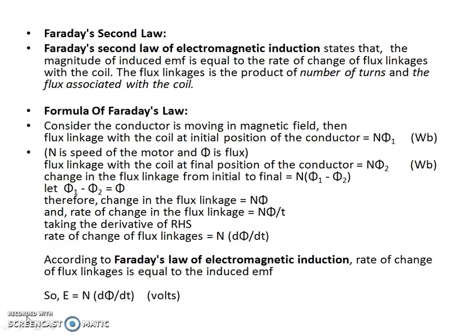Therefore, change in the flux linkage is equal to N into phi. And rate of change in flux linkage is equal to N phi by t. Taking the derivative, rate of change of flux linkage is equal to N into d phi by dt. According to Faraday's law of electromagnetic induction, the rate of change of flux linkages is equal to the induced EMF. So, E is equal to N into d phi by dt volts.